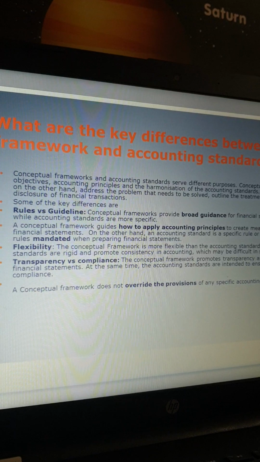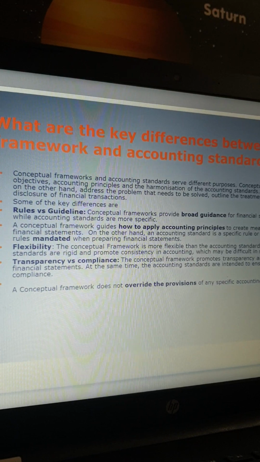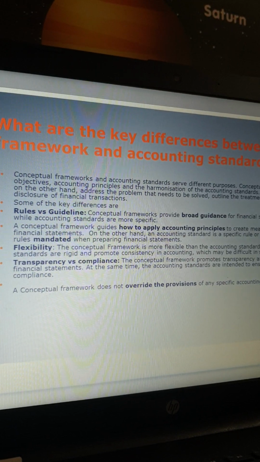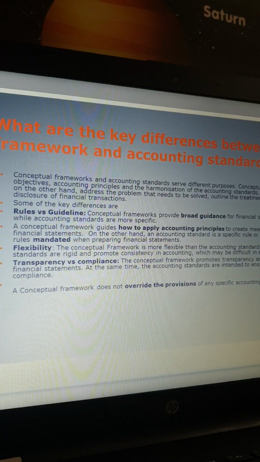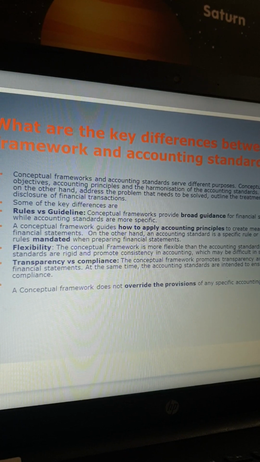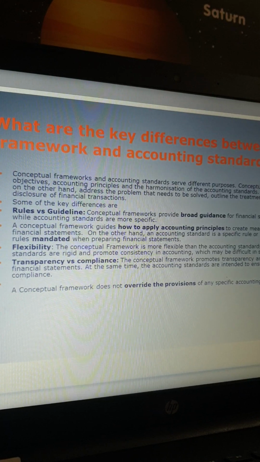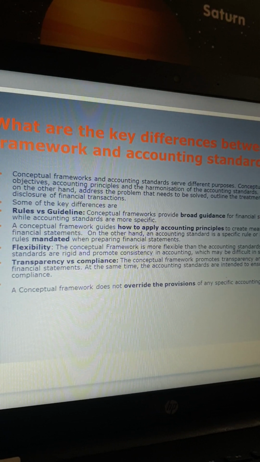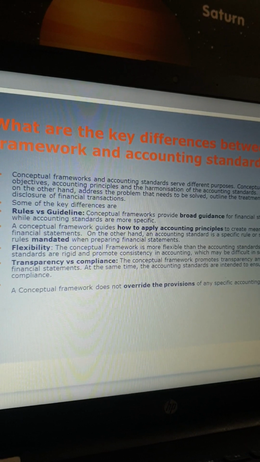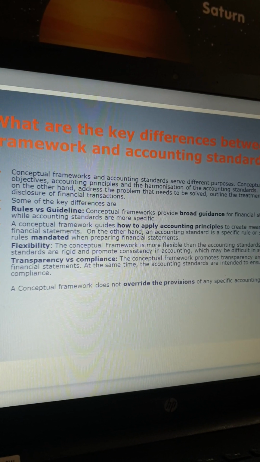Conceptual frameworks and accounting standards serve different purposes. The conceptual framework lays out the objective, accounting principles, and the harmonization of the accounting standards. Accounting standards, on the other hand, address the problem that needs to be solved, and outline the treatment, accounting, and disclosure of financial transactions.